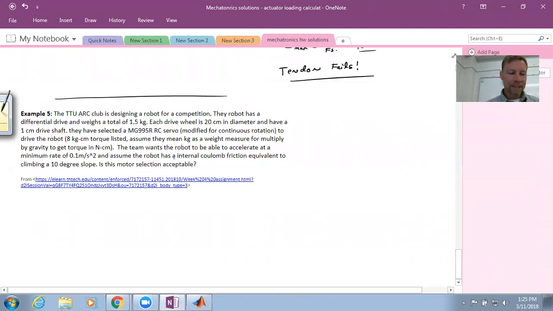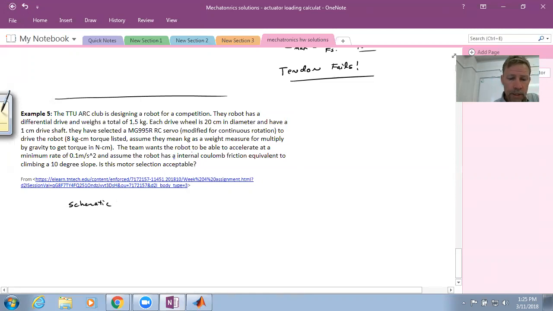Team wants the robot to be accelerated at 0.1 meters per second squared. Assume it has internal Coulomb friction equivalent to climbing a 10 degree slope. Does that motor work? Point being, it's nice to just say no and be done with it, but we need to do calculations to determine our answer, yes or no. So let's start with a schematic.